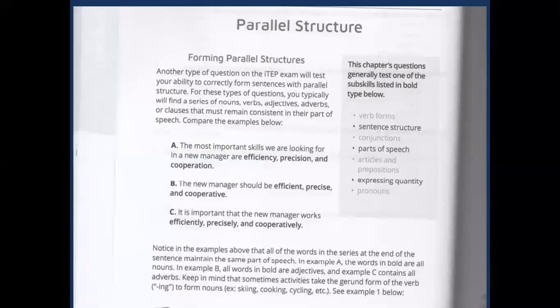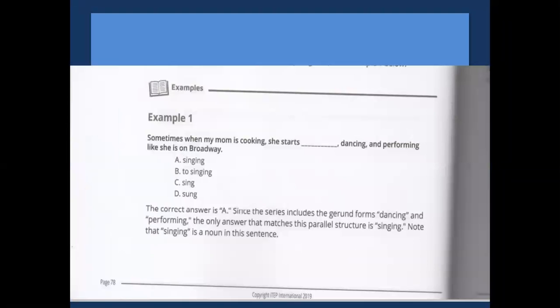Keep in mind that sometimes activities take a gerund form of the verb, with -ing, to form nouns, for example skiing, cooking, cycling, and here we have the example. When my mom is cooking, she starts dancing and performing like she's on Broadway. In this case, we have letter A singing, letter B to sing, letter C sing, and letter D sung. The correct answer will be letter A because it is the only answer that matches our parallel structure. So singing is the noun of this sentence.